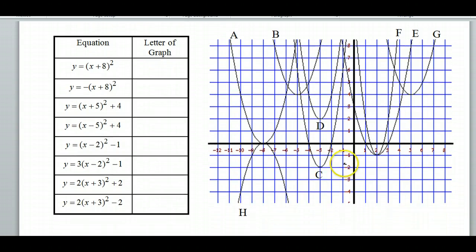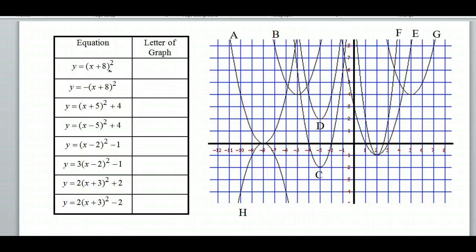Okay, so let's look at the first equation. I guess the first question we ask is, should we look at the equation and match it to the graph, or look at the graph and match it to the equation? Well, let's start with the first equation. We'll do that this way. (x plus 8) quantity squared.